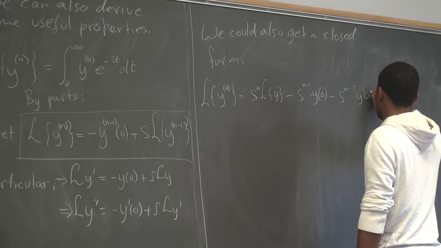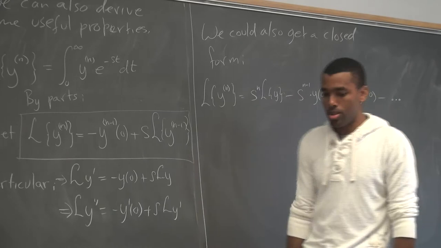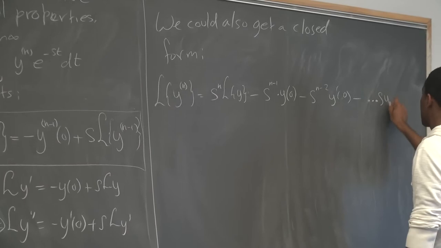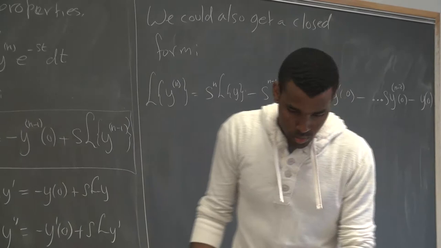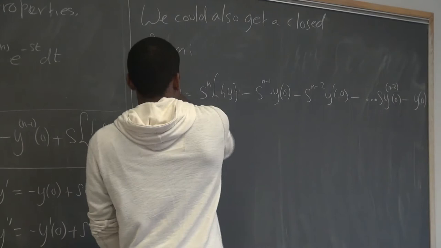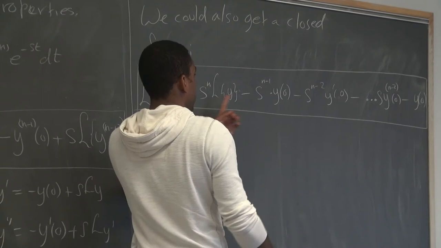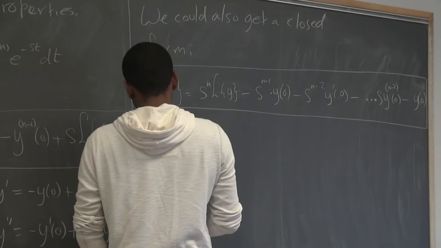Some people like memorizing this one, I don't. That's the one I just sort of remember. So this is s to the n minus 2 of 0 minus 5 of 0. So for a second order, you'd only have like three terms, right? Your n would be 2, which will give you 3 terms, in either of these formulas.